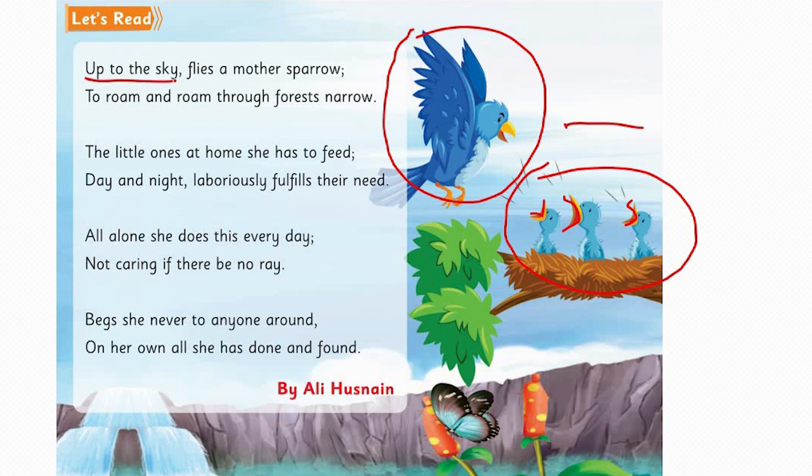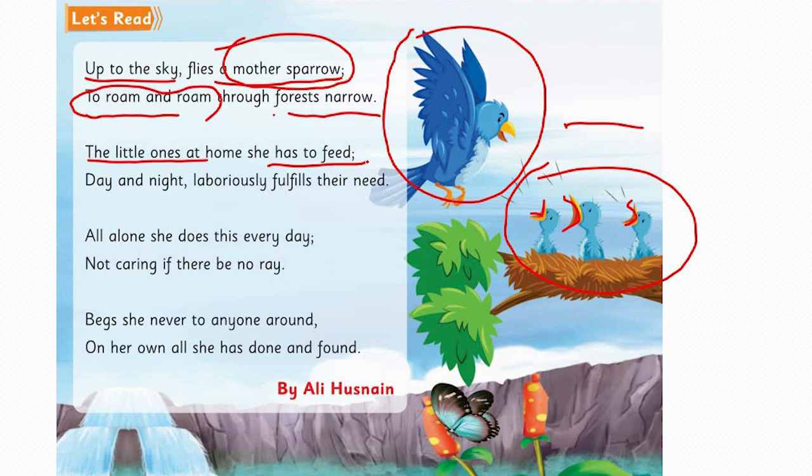Up to the sky flies a mother sparrow to roam and roam through forest narrow. Up to the sky flies a mother sparrow. In the sky, a mother sparrow flies to roam and roam. Roam and roam means to wander, she wanders from place to place. Through forest narrow, she searches almost all the forests to bring food for her children, wandering here and there. The little ones at home she has to feed.